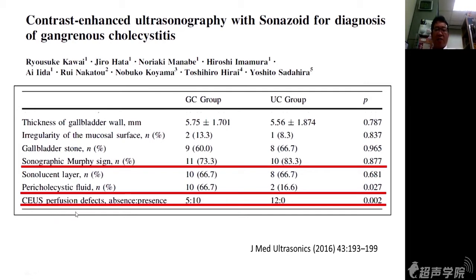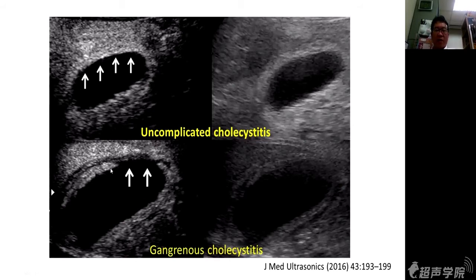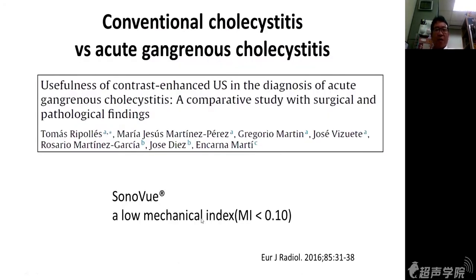This slide shows uncomplicated cholecystitis. The wall is intact, but there are some mucosal perfusion defects in the gangrenous cholecystitis. Another study used SonoVue, and they found a similar finding.